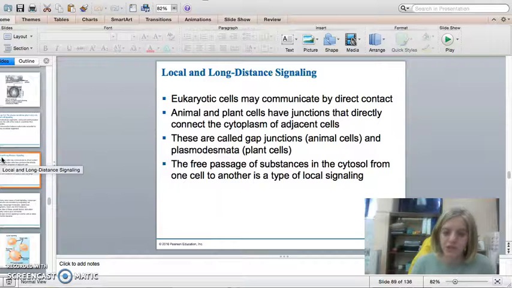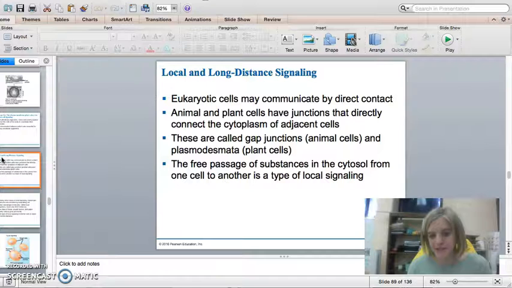Local signaling, which is communication between cells that are close to each other, and then long distance signaling, which we're going to spend most of today's lesson talking about. But first, we'll talk a little bit about local signaling.